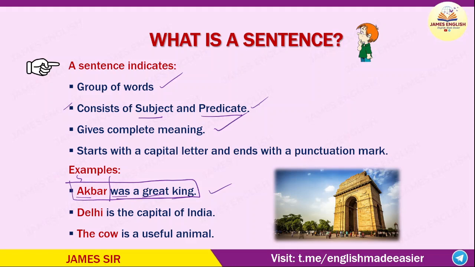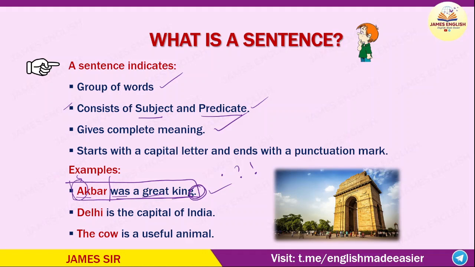And remember, a sentence begins with a capital letter and ends with a punctuation mark. When I say punctuation mark, based on the sentence, it can be a full stop, a question mark or an exclamatory mark. So let us look at the second example. Delhi is the capital of India. The cow is a useful animal.